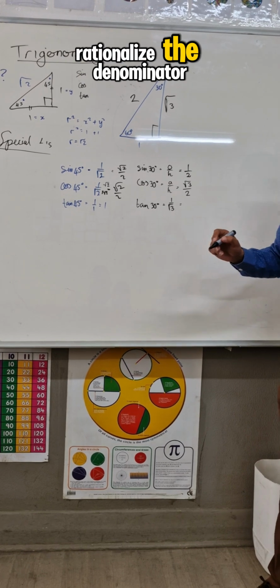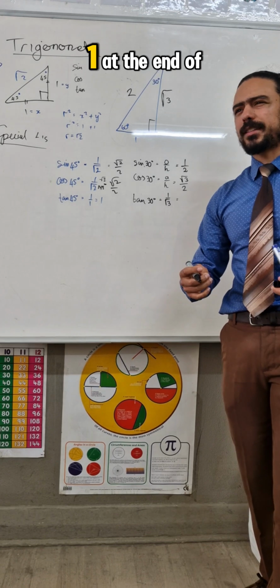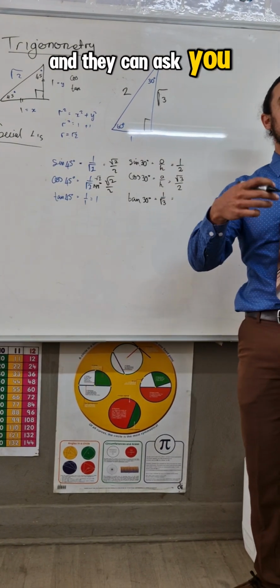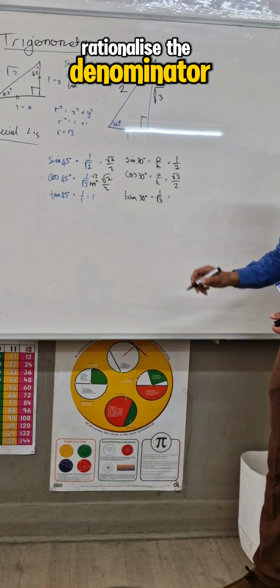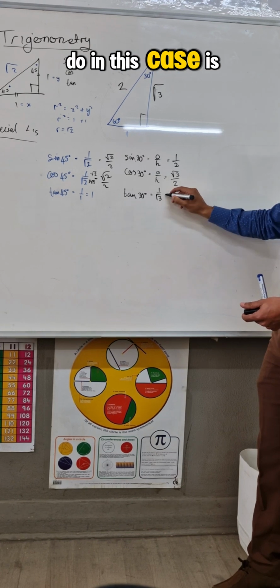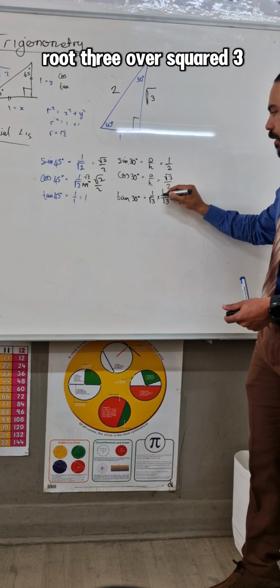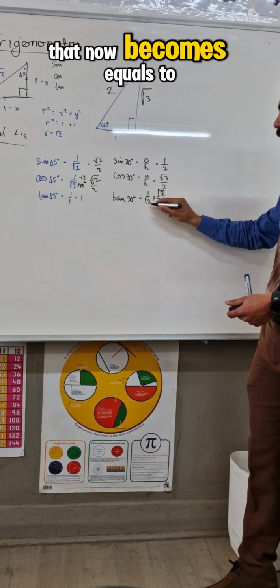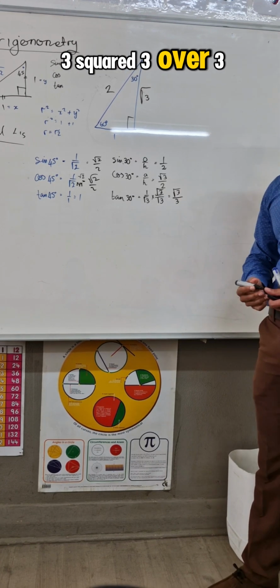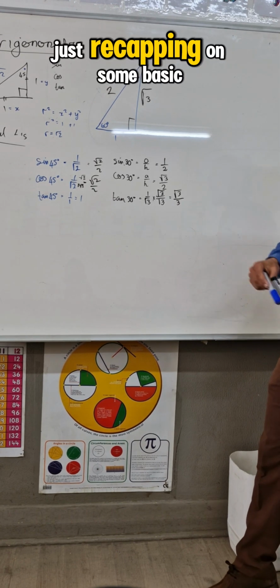Rationalize the denominator. They can ask you this, for example, when you are writing Paper 1 at the end of the year. They can give you something like this and ask you to rationalize the denominator. Then you just need to get rid of the root 3 in the denominator, and all you have to do in this case is multiply by square root 3 over square root 3. So that now becomes 3 square root 3 over 3, and that's your answer as you get it from your calculator. Okay? Just recapping on some basic algebra.